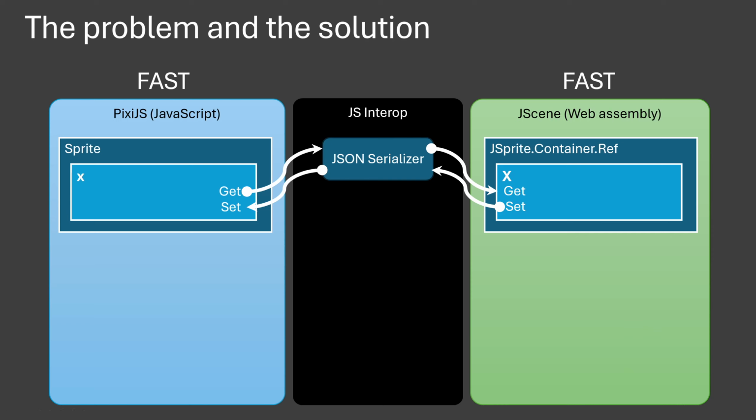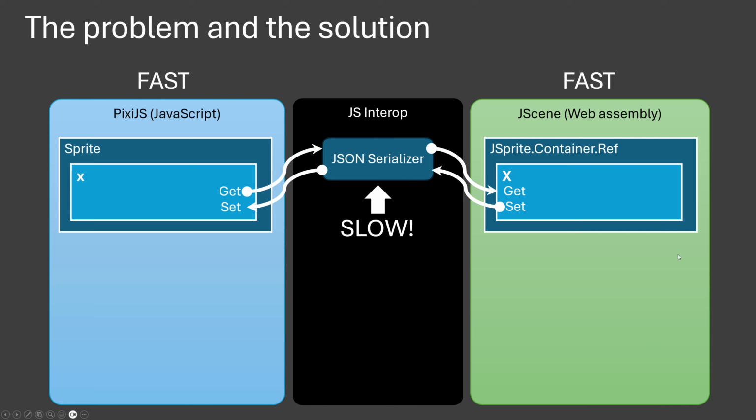We see the frame rate just non-existent. And the bottleneck is here in our JSON serializer. That is what's slow. Not the serializer itself per se, but the amount of data that we need to push on every frame.